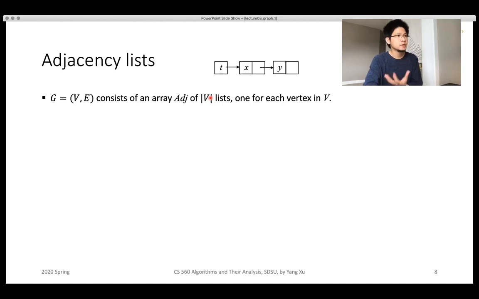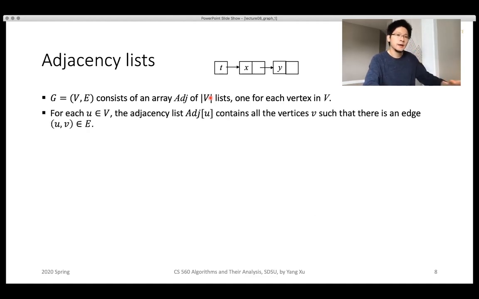So what do we do with this list? For each vertex U in V, its adjacency list is Adj of U, because Adj is an array, and the U element in Adj is the list associated with the vertex U. Within this list, it contains all the vertices V such that there is an edge from U to V within the set of all edges.